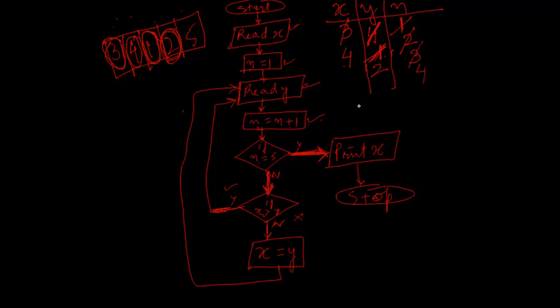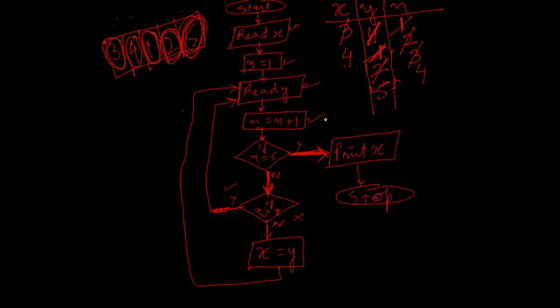After that, if n is equal to 5? No, n is equal to 4. So it will go through the no section, and if x is greater than y, is x greater than y? Yes, it will again go here and read another number, read y, read this 5 and assign it to y. This y will be replaced by 5. The previous 2 will be replaced by the new number, that is 5.